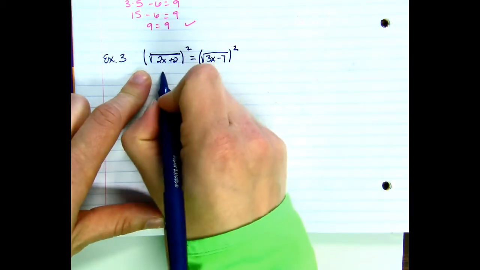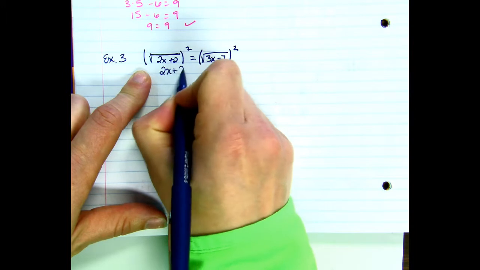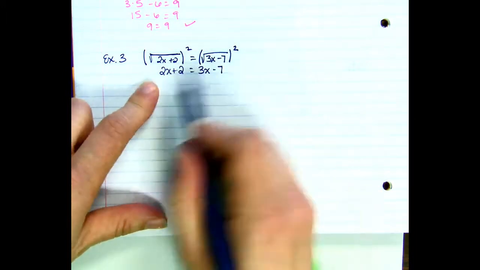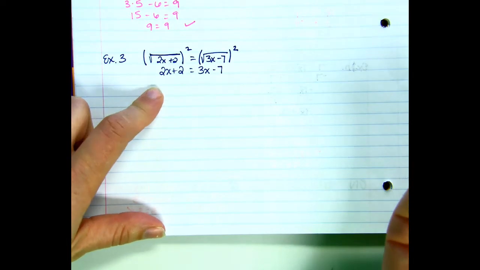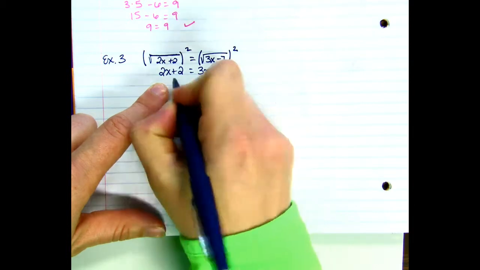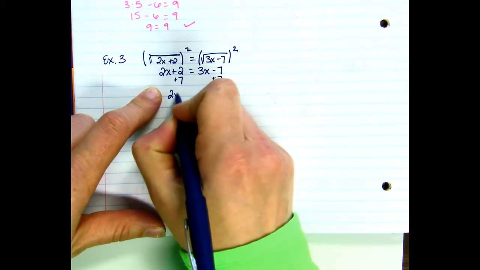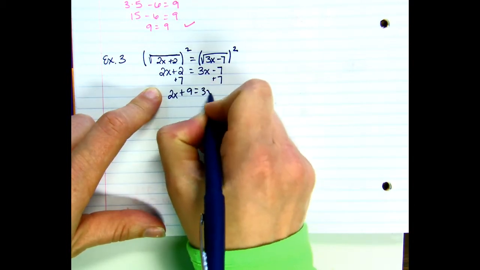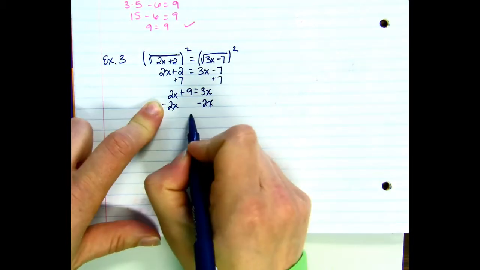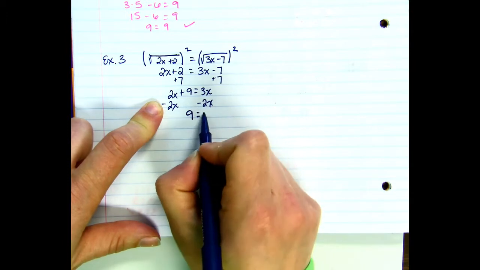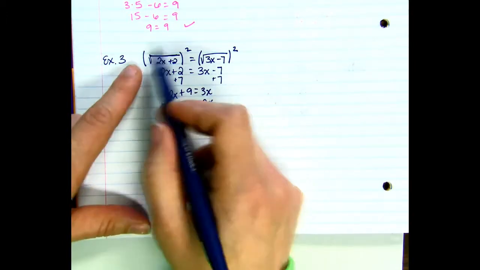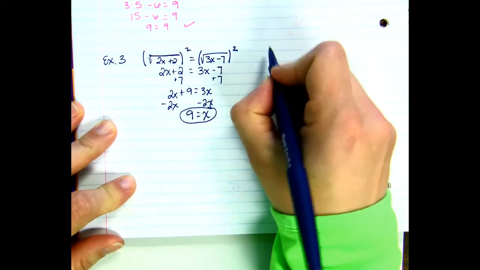When I square a square root, I'm just left with what's underneath. This will be 3x minus 7. And now I can solve this just like every other problem I've done with a variable on both sides. I am going to add 7 to each side. So 2x plus 9 equals 3x. I'm going to subtract 2x from each side. And I'm left with 9. 3x minus 2x is just x. X equals 9. I can substitute that back into my original equation.